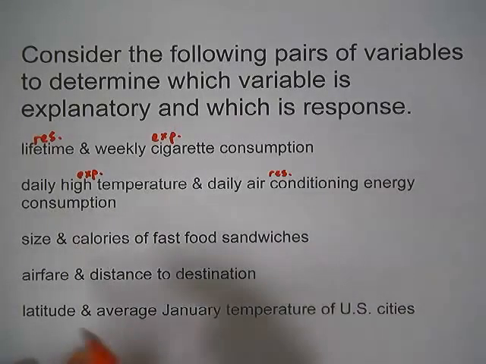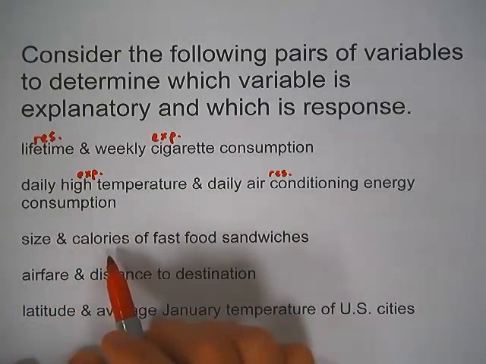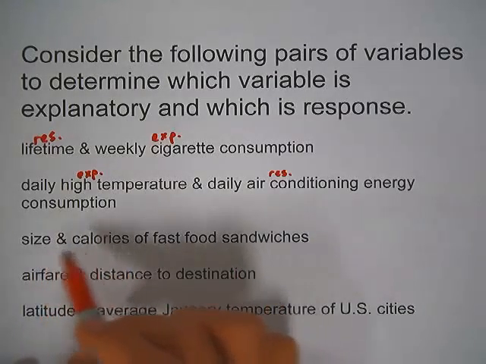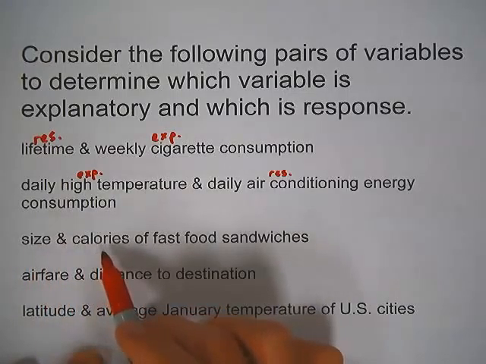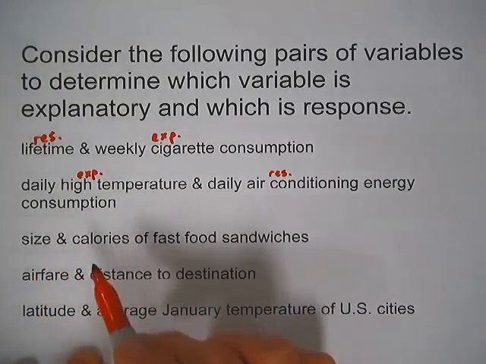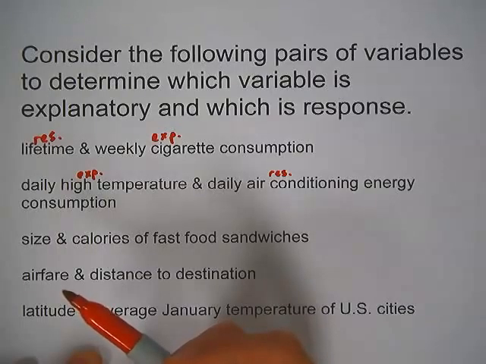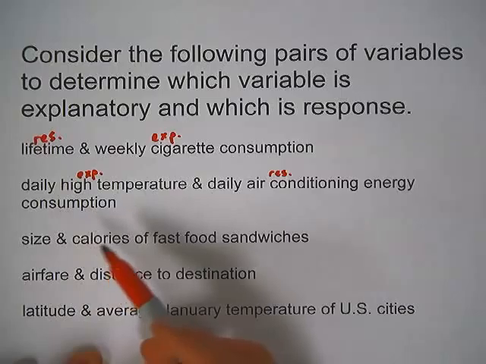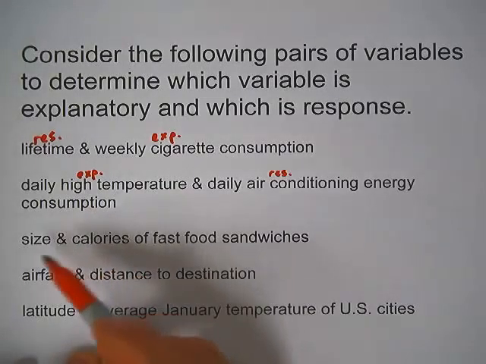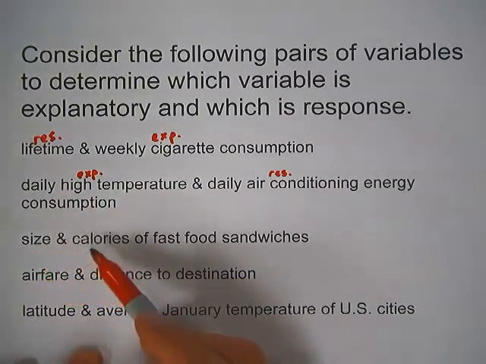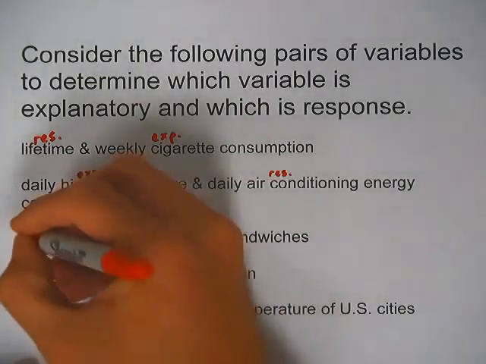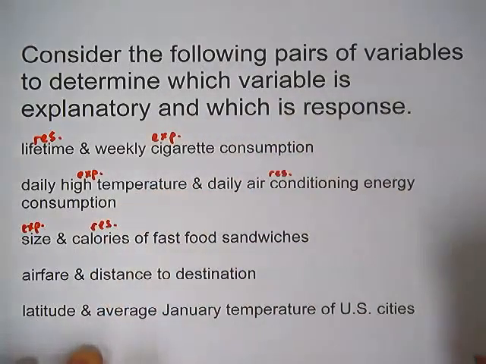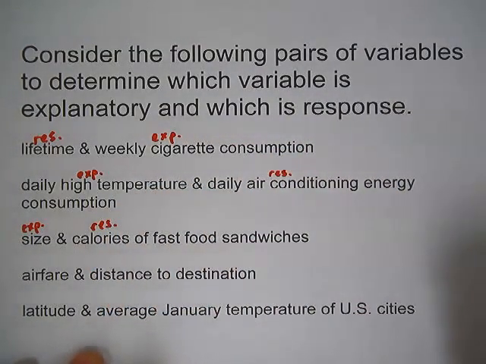Our third pair, we have size and calories of fast food sandwiches. If we think about the relationship between those two variables, the size of the sandwich and the number of calories, generally the larger the sandwich, if we're looking at a double quarter pounder, it's a very large sandwich, it's also going to be high in calories. So the size of the sandwich is going to explain a change in the calories. So here, size is explanatory, calories is the response variable.